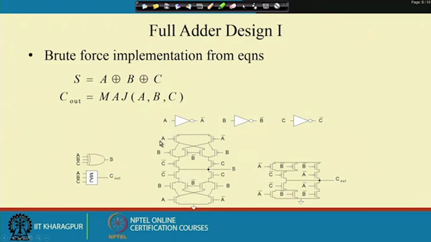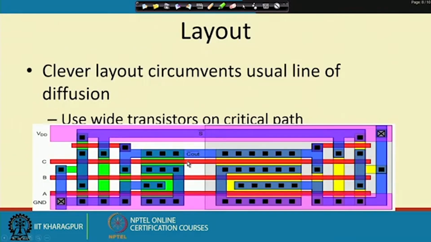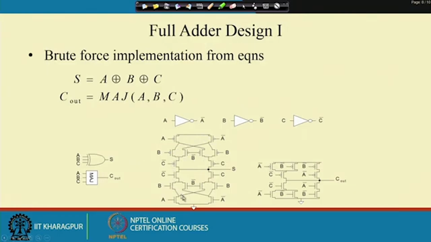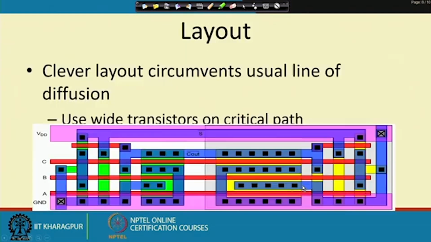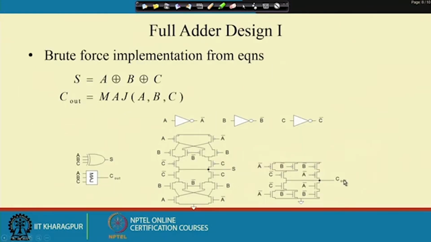Now, these gates are basically made of transistors. So how are these connected? For A XOR B XOR C, the XOR gates are implemented using transistors only, and for AB plus BC plus CA, the corresponding transistor level implementation is shown here. This is for C out and this is for sum.